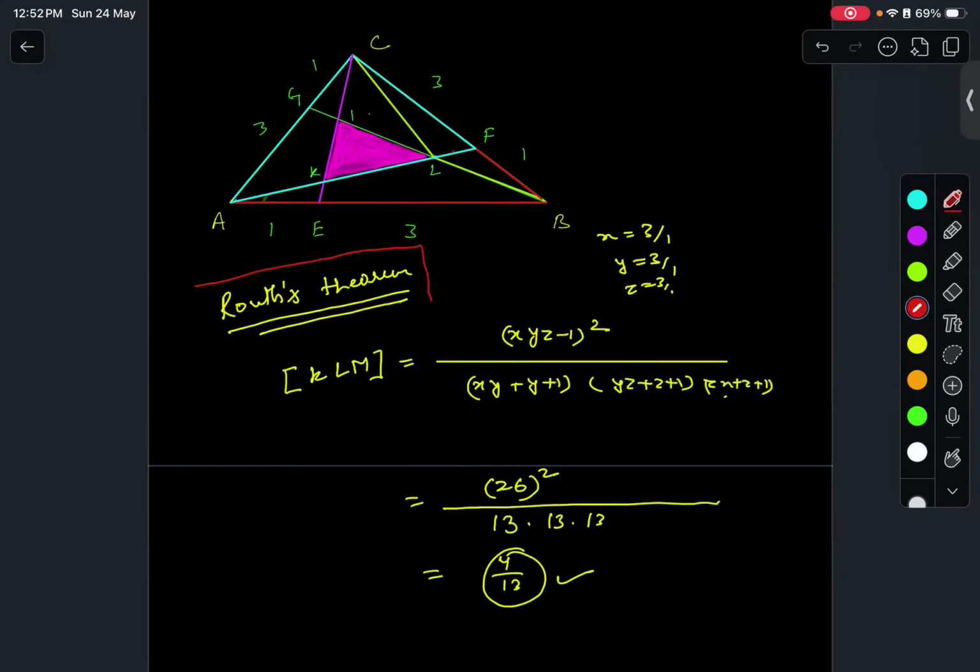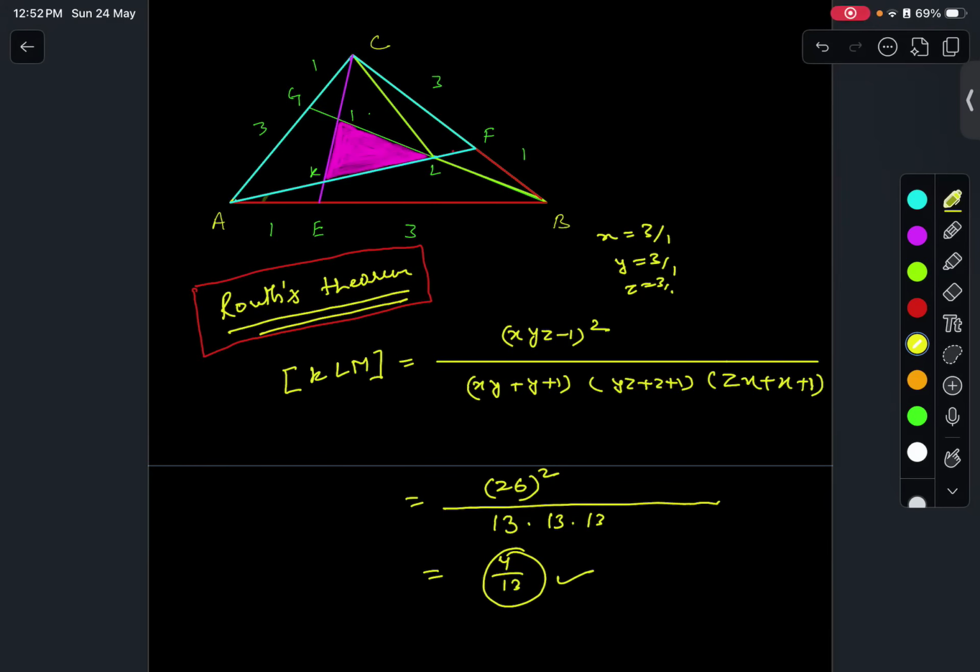Sir, it will be zx plus x plus 1, right? Yes, you have written z in this. I will write it right now. Just a minute. zx plus x plus 1. First is xy plus y plus 1, yz plus z plus 1, and zx plus x plus 1. And this is xyz minus 1 the whole square.